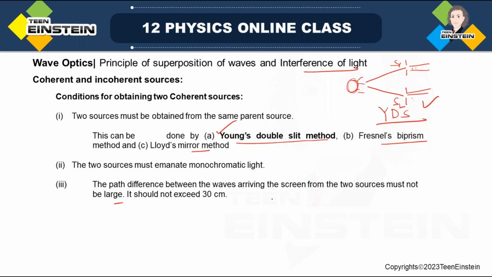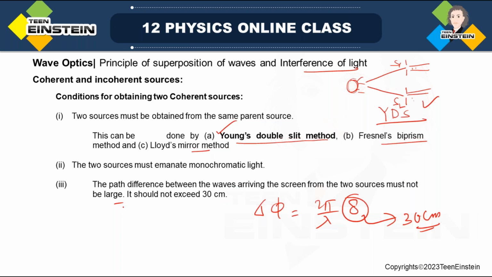It should not. See, phase difference is equal to 2 pi by lambda into path difference, delta. But this path difference also has a limit. If it becomes more than 30 centimeter, then the sources cannot be coherent, and interference cannot happen actually.